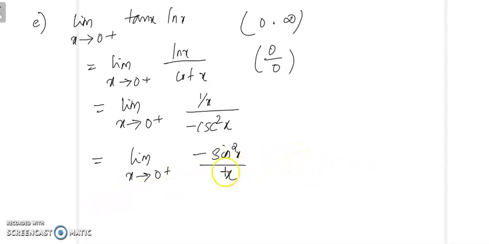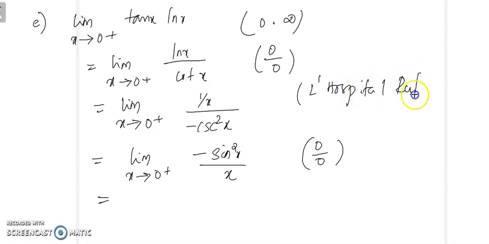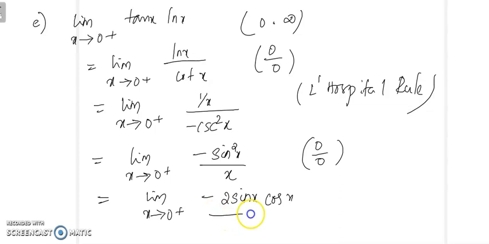So again it is in 0 by 0 form, so this is by L'Hospital rule. So again applying the L'Hospital rule, you will get minus 2 sin x cos x by 1, so the limit will be equal to 0. So those are a few examples of the 0 into infinity form.